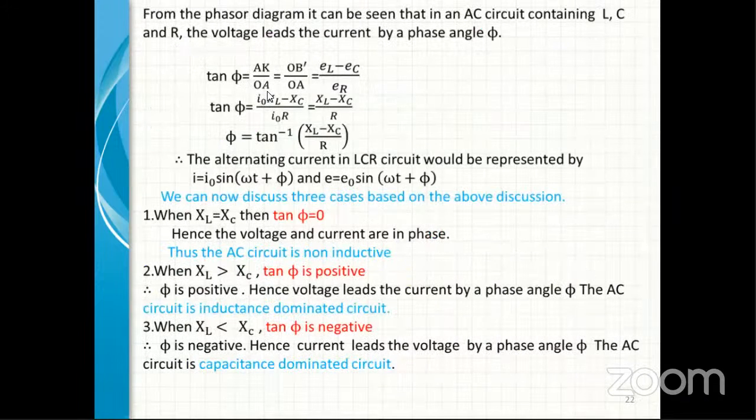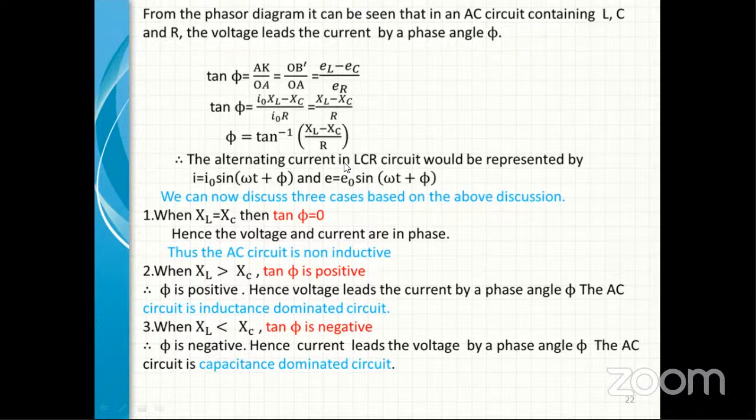This AK divided by OA is equal to OB dash divided by OA, which is equal to EL minus EC divided by ER. Again, we know that V is equal to IR, like this I naught XL minus this I naught XC. Therefore, I naught gets cancelled, and the remaining term is XL minus XC divided by R, and therefore phi is equal to tan inverse of XL minus XC divided by R.